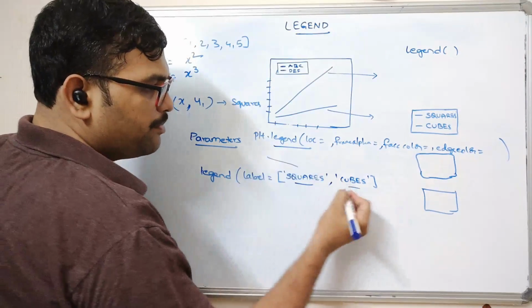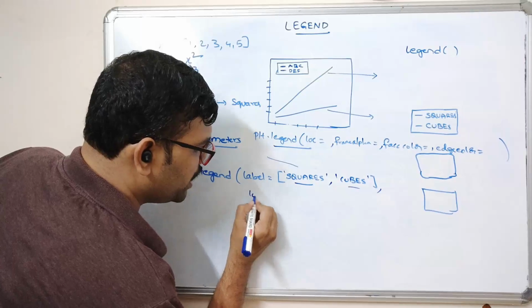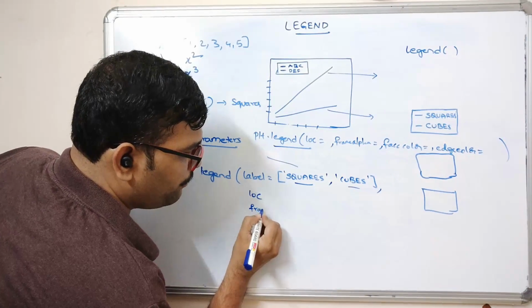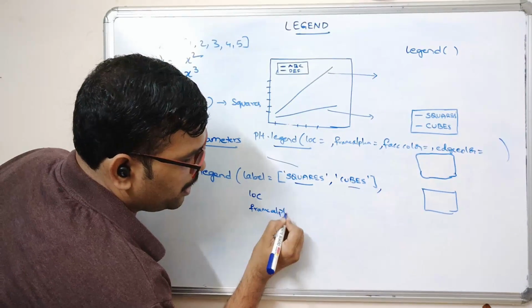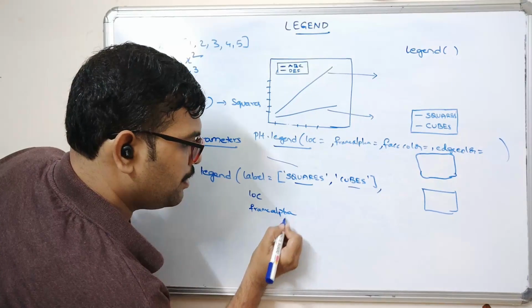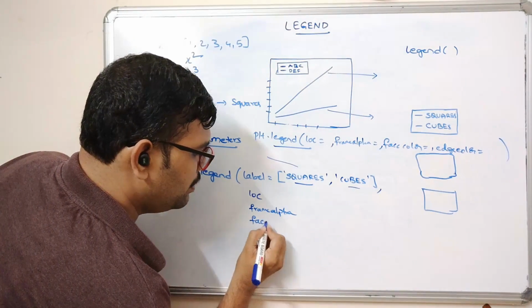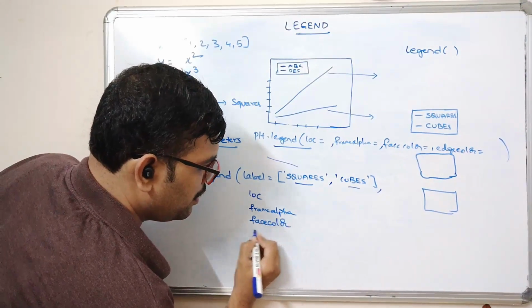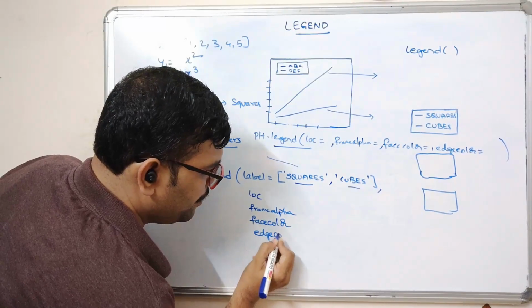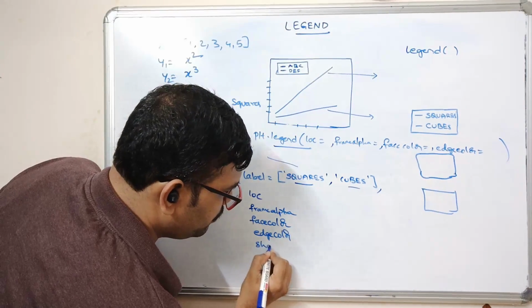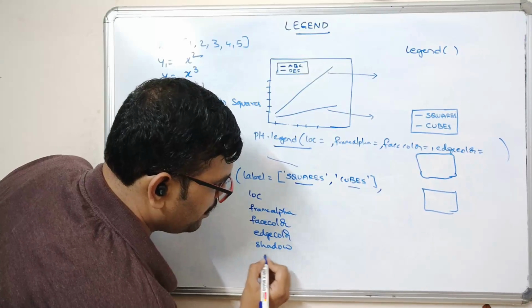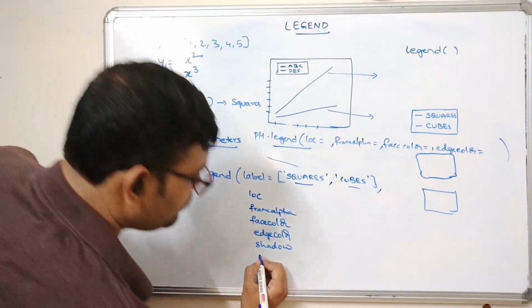Okay. So apart from this label, you can also use the location, frame alpha, face color, edge color, shadow, right? So fancy box.